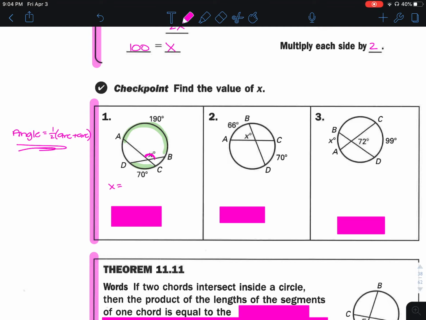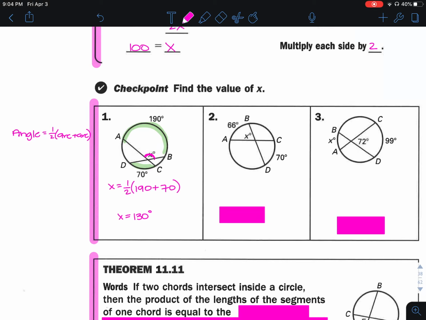We're going to replace using this formula. Equals 1/2. One of my arcs is 190. The other one is 70. Add what's in my parentheses first, so those two, add them together. Multiply by 1/2, X should equal 130. Again, this is a good point to pause the video, try the next two on your own, and then play when you are ready.